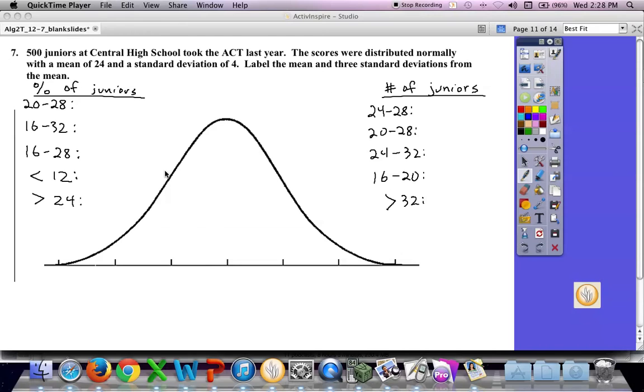So 24 goes here, right? How will I label that? Plus 1. Since a standard deviation is 4, we're going to make that 28. We're going to make this 32 and make that 36. Okay, how about this one? 20, 16, and 12.